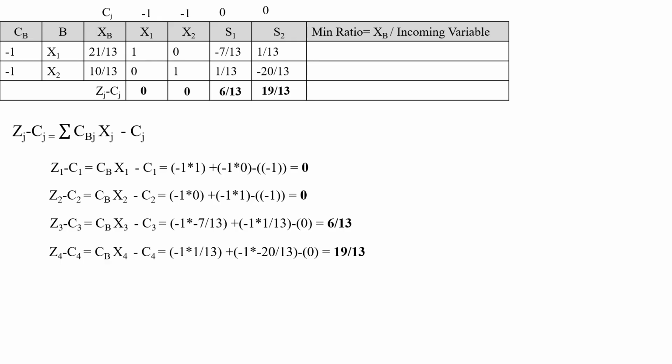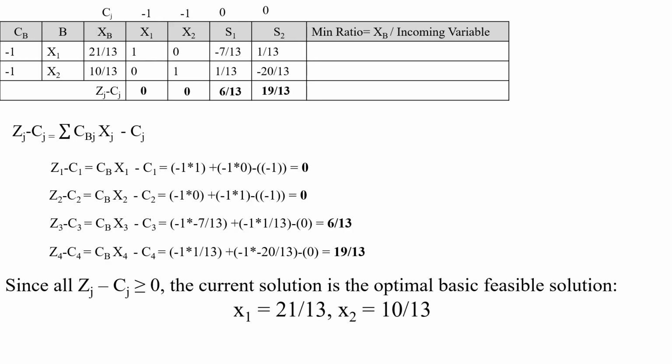So all the Zj minus Cj values are greater than or equal to 0. Then the present solution is the optimal basic feasible solution. For this, the x1 value is the basis value, that is 21 by 13, and the x2 value is 10 by 13. Then you have to substitute x1 and x2 values in the objective function, that is maximize z star = minus x1 minus x2, that is minus 21 by 13 minus 10 by 13, it is minus 31 by 13.